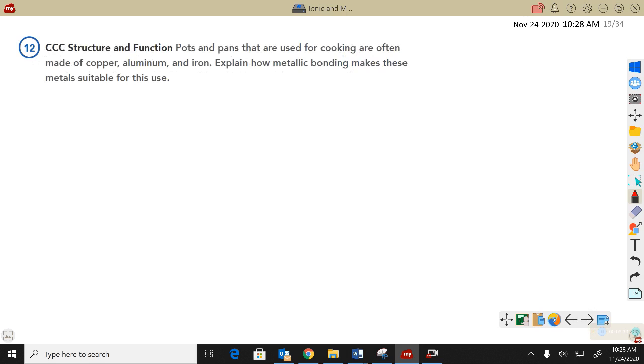Some examples of that might be in number 12: when we make pots and pans, we wouldn't use sodium, for many reasons. Number one, sodium reacts with water, which is kind of crazy, but that would not be a safe metal to use in cookware. But it also has a really low melting point, and I wouldn't want to be heating a metal that could potentially melt when I have it on the stove or in the oven. So often cookware is made of copper, aluminum, iron.